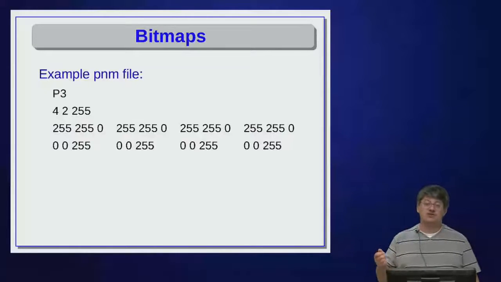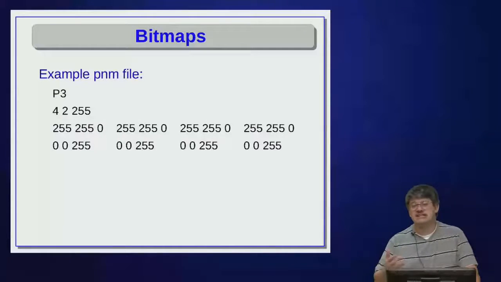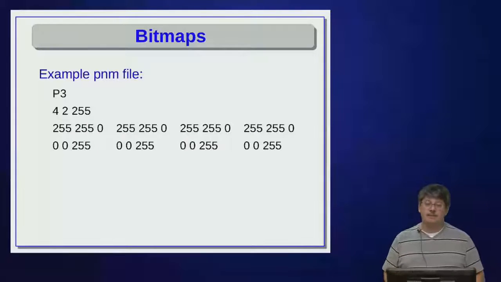P1 files use black and white. P2 provide grayscale images. If you want full color, you use P3. P4, P5, and P6 are similar to P1, P2, and P3, except instead of storing the pixels as text characters, they actually use binary, which compresses the image a little bit and makes it more suitable for copying over the network. It's pretty easy to convert between the formats, but we're going to use the P3 ASCII format.